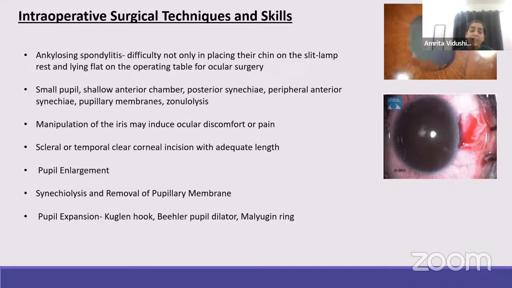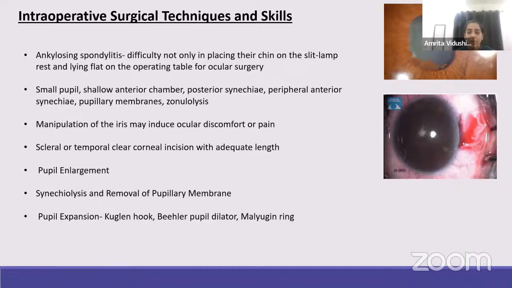Again, it is important to counsel the patient that most of these cases are done under topical anesthesia. Because manipulation of the iris can be very uncomfortable for the patient, the choice of anesthesia should be made accordingly. A scleral or a temporal clear corneal incision is all right to manage, but it should be of adequate length, to prevent any iris prolapse.